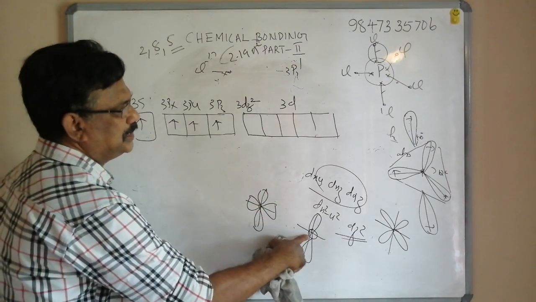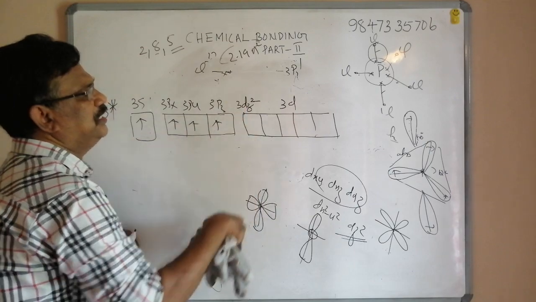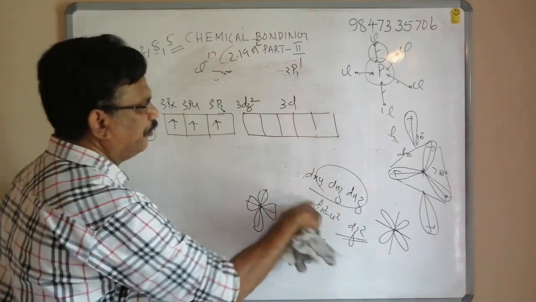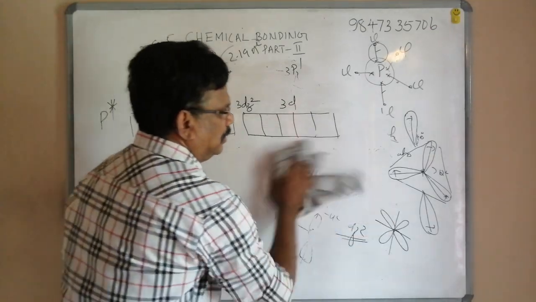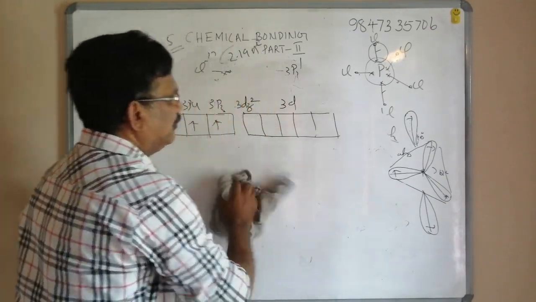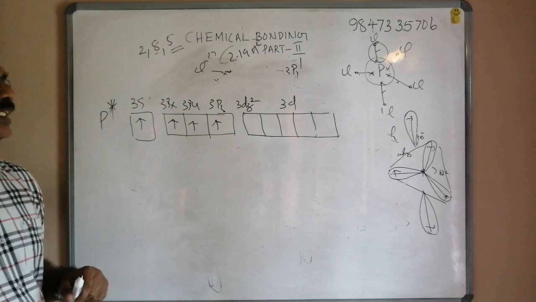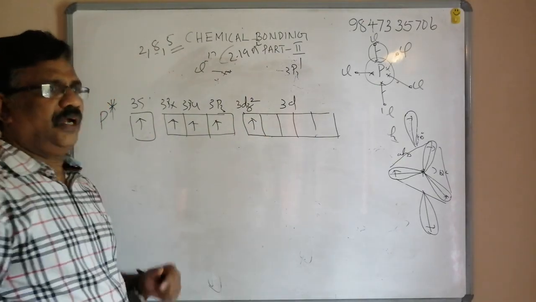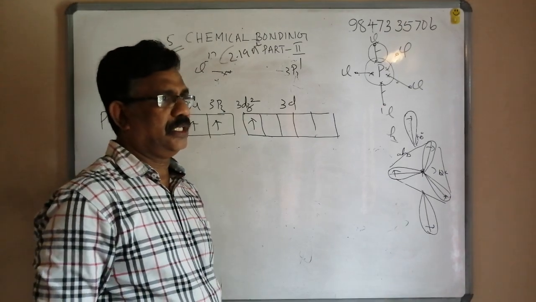This is the dz² orbital. I am taking this dz² orbital. Remaining 4 orbitals, 1, 2, 3 and 4, I am avoiding those orbitals. I am taking only this dz² orbital with 1 electron. Why does the axial bond become longer than the equatorial?